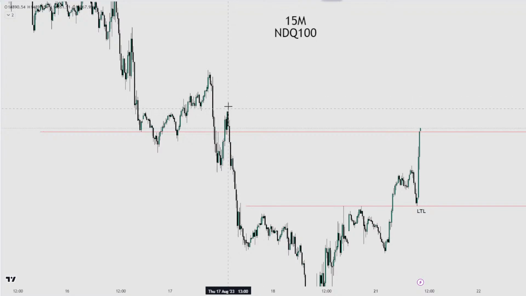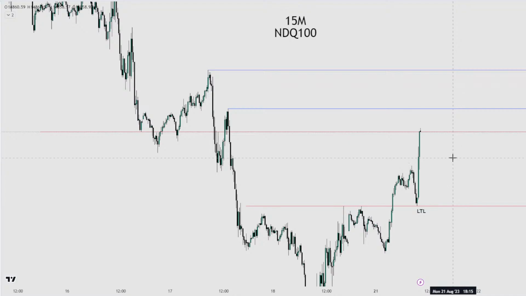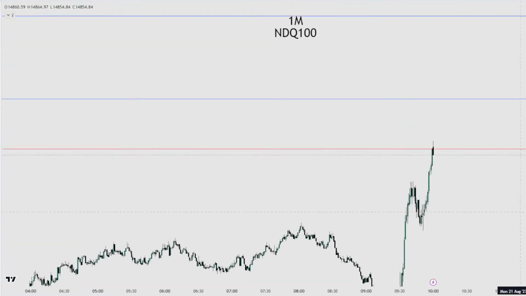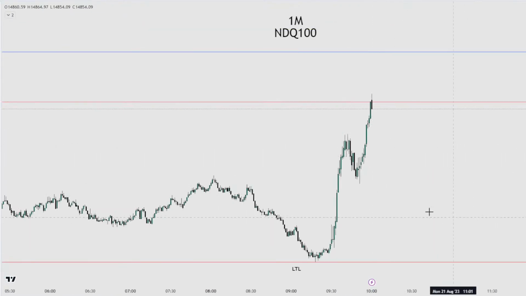So there's buy side and there's buy side, but I doubt it because it depends on how we act with this daily gap. We'll see how we continue.